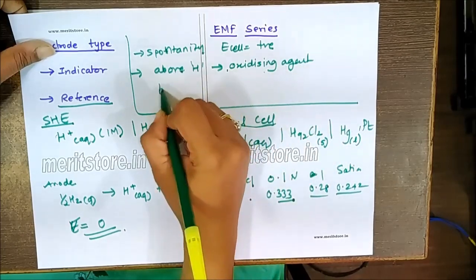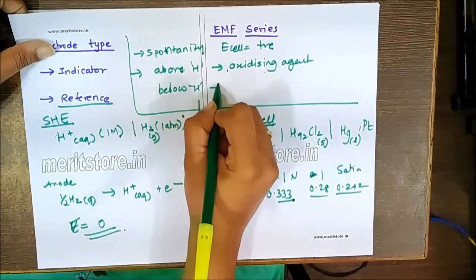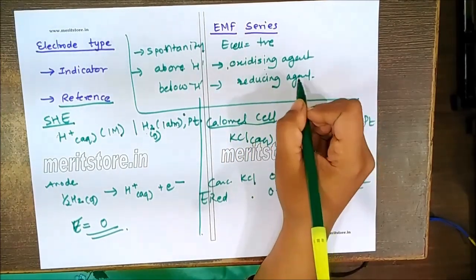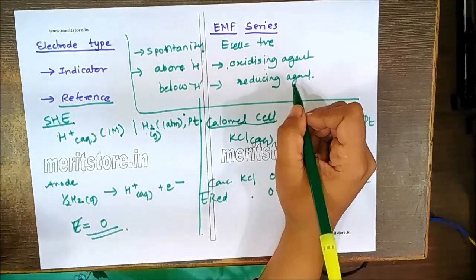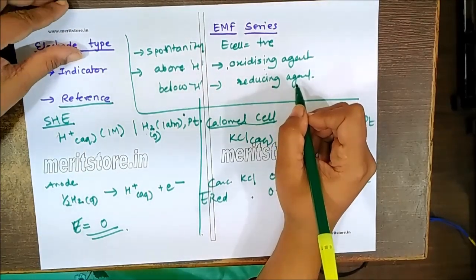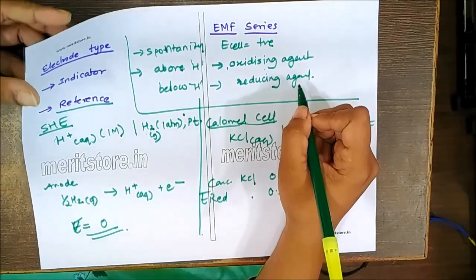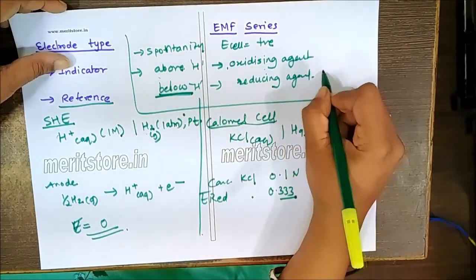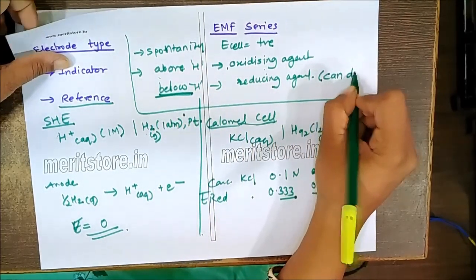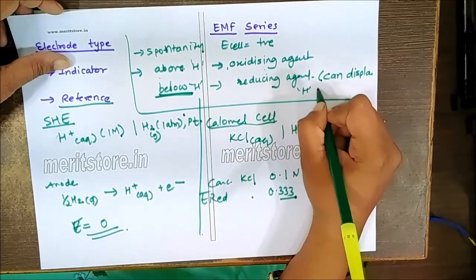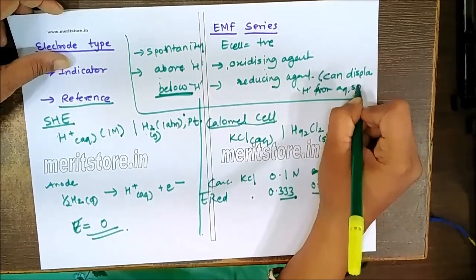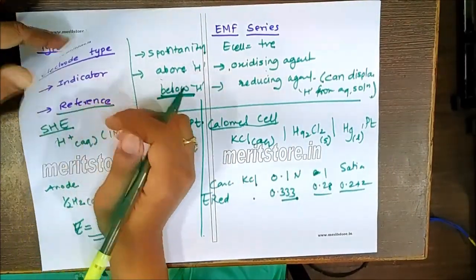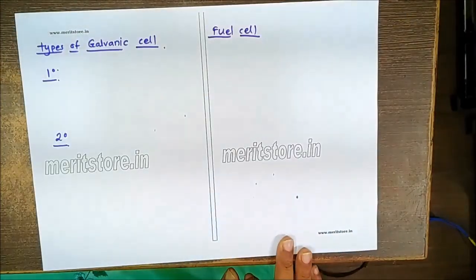While those below hydrogen are good reducing agents. So these are the properties which we can use as applications of the EMF series. We can also understand whether a metal can displace hydrogen or not. So remember, the ones which are present below hydrogen can displace hydrogen from aqueous solution, and the metals which are present above hydrogen in the electrochemical series cannot displace the hydrogen from the aqueous solution.